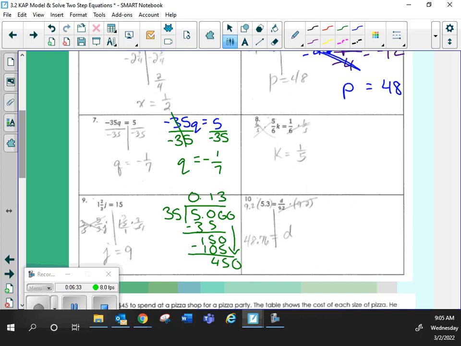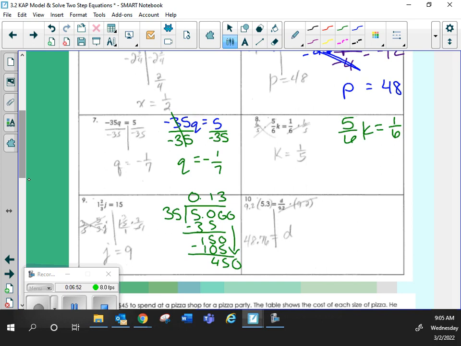Number 8. 5/6 K, again, I'm just rewriting these, is equal to 1/6. Class, whenever I see a fraction, I should be needing to get rid of it. I just need to do what? Multiply by the reciprocal.